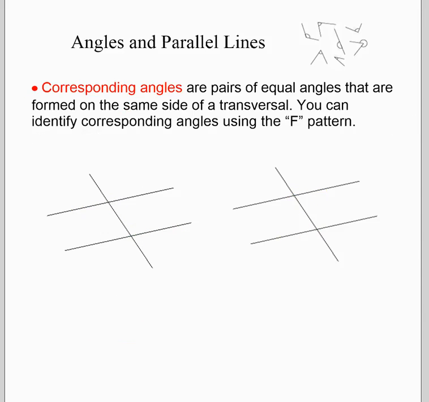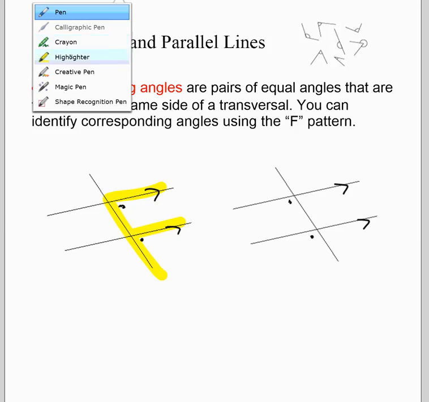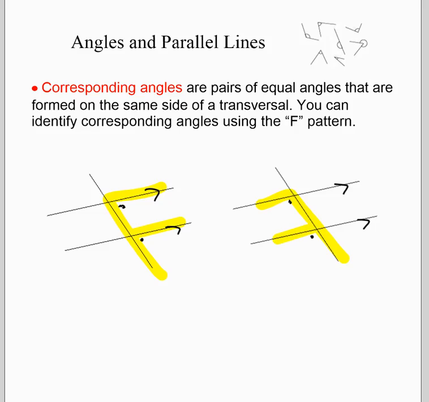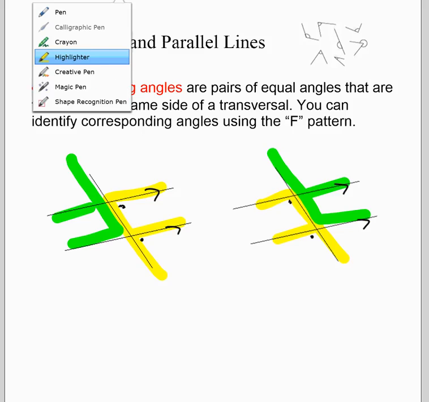Corresponding angles are on the same side of a transversal. They are also equal. So if that was my parallel line, my corresponding angles would be there and there. Again, I'll show with a highlighter right there. The letter F helps you to identify corresponding angles, so we call it the F pattern. Another one is right there. So again, there's my F. It's a backwards F. Here's another one right there, and here's another one right here. So there's all kinds of F patterns that I can have.